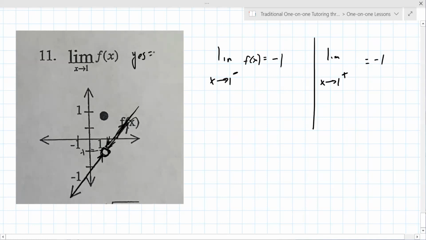Yes. Yeah. So are they trying to trick you with the closed circle? Yes. Now, maybe your instructor hasn't asked this yet, but is it continuous at x equals 1?